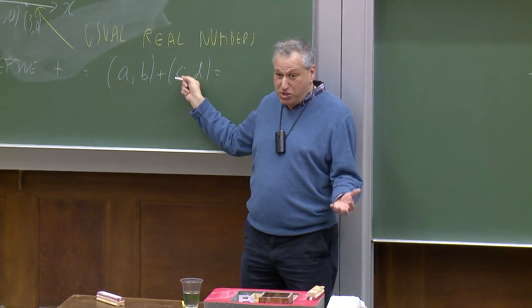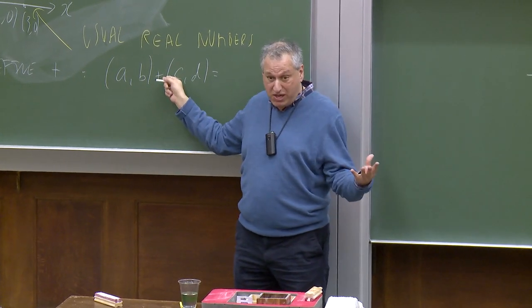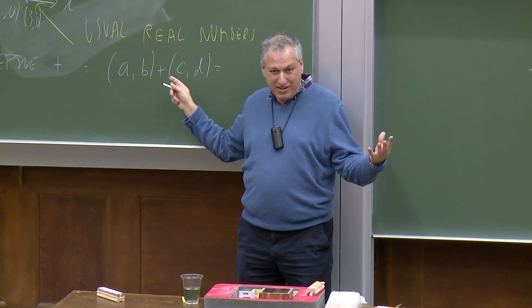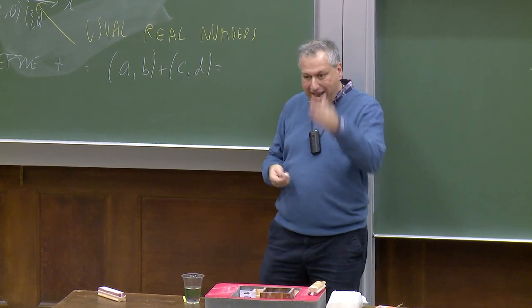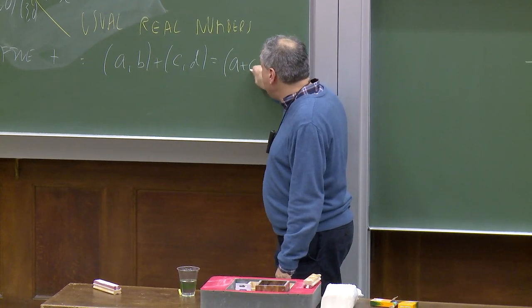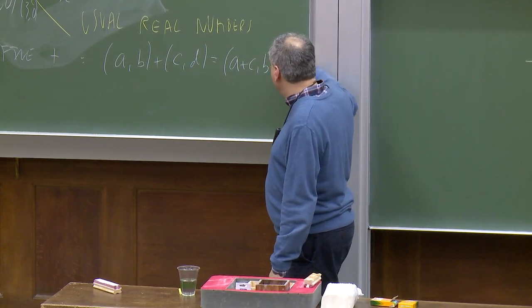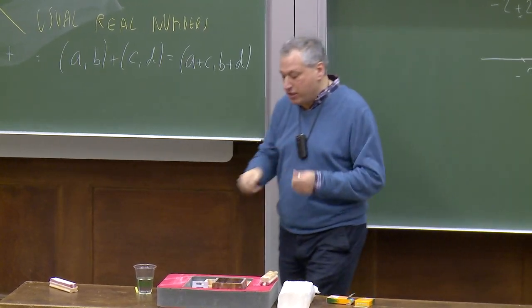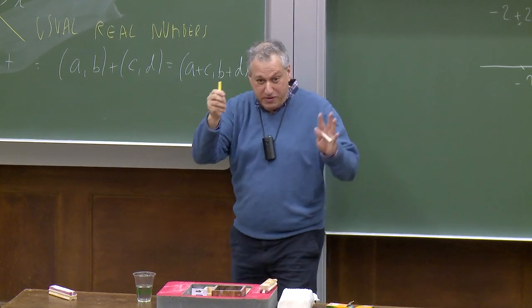So if you add them, of course, you get a plus c, the normal stuff, and b plus d lots of i, agreed? Which in terms of the x and y coordinates should be (a plus c, b plus d). This makes sense to everyone, right? Yeah, the intuition for the definition is yellow for intuition.